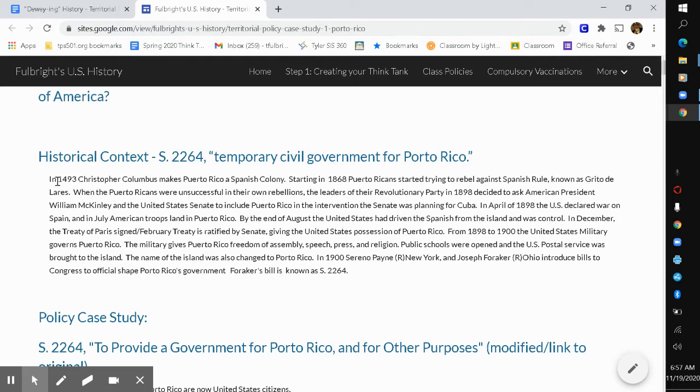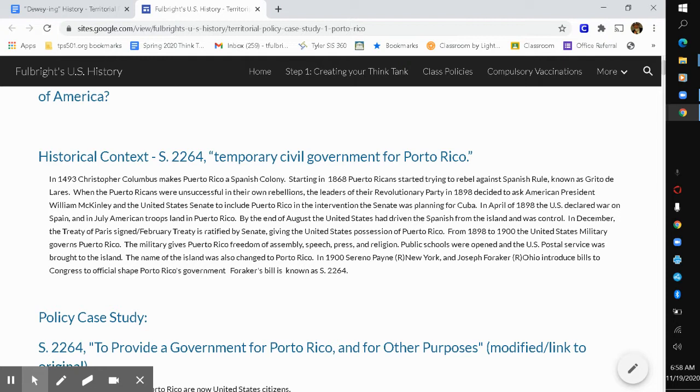We'll go way back to 1493 when Christopher Columbus made Puerto Rico a Spanish colony. In 1868, Puerto Ricans start trying to rebel against this Spanish rule known as the Ejército de Lares. When the Puerto Ricans were unsuccessful in their own rebellions, the leaders of the Revolutionary Party of 1898 decided to ask American President William McKinley in the United States to include Puerto Rico in their intervention the Senate was planning for Cuba. Remember, in our last case study, the United States was going to war with Spain over Cuba. Puerto Rico found out about this and said, hey, America, we want independence too. Why don't you help us?